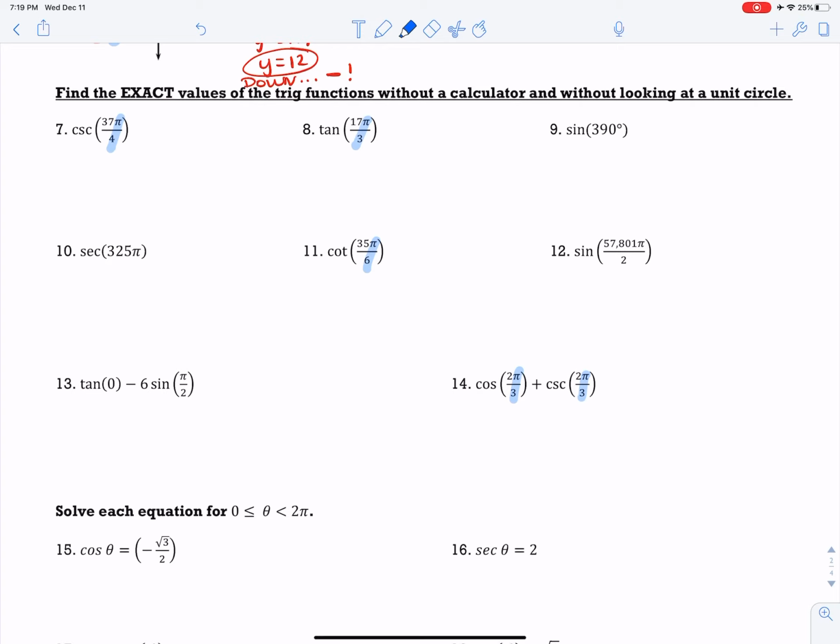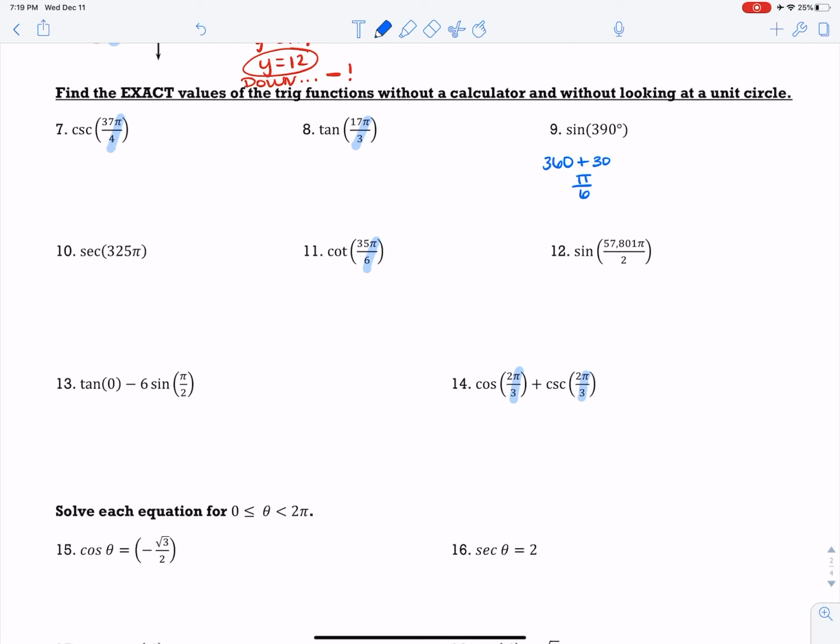So starting with number 9. Since it's in degrees, we want to figure out how many times 360 goes into 390. I just think of it going in one time, and then how much more do you need? You need 30. And this 30 actually is the same thing as pi over 6.